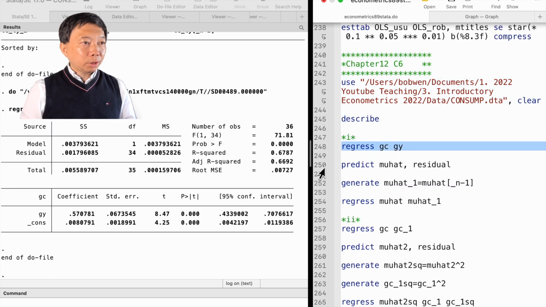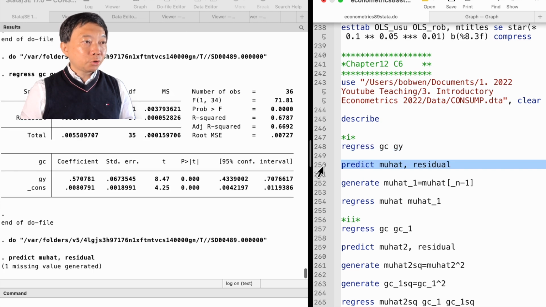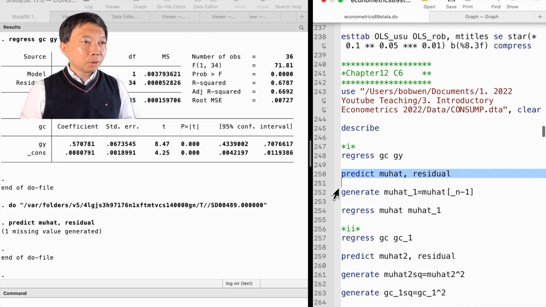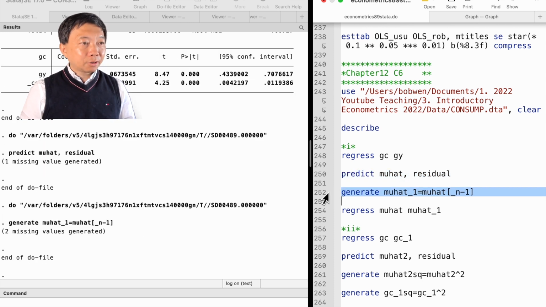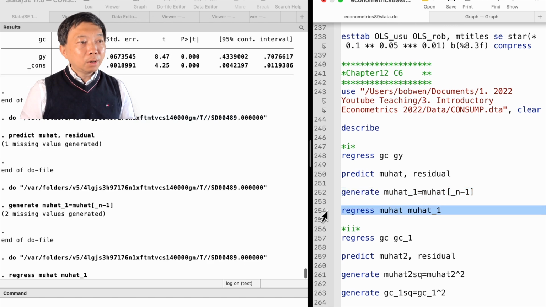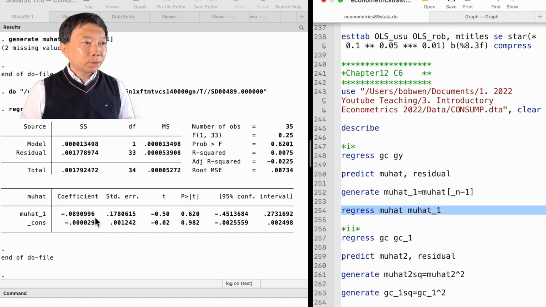We run the regression model and store the residuals using the predict command with the residual option. Then we generate the lagged residuals. The AR1 regression shows no evidence of first-order serial correlation in the errors.